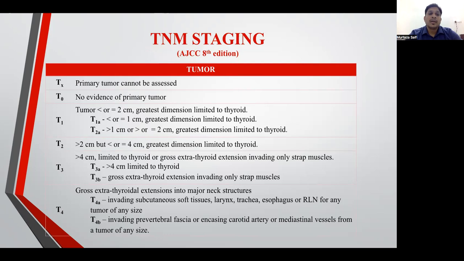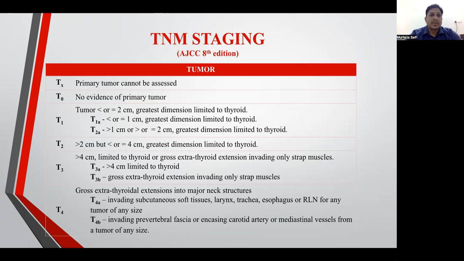So if the primary tumor cannot be assessed, it is termed as TX. Okay, so you can't assess. Then T0, no evidence of primary tumor. So TX means we are trying but we are not getting, and once you find there is no evidence of primary tumor, it is T0.